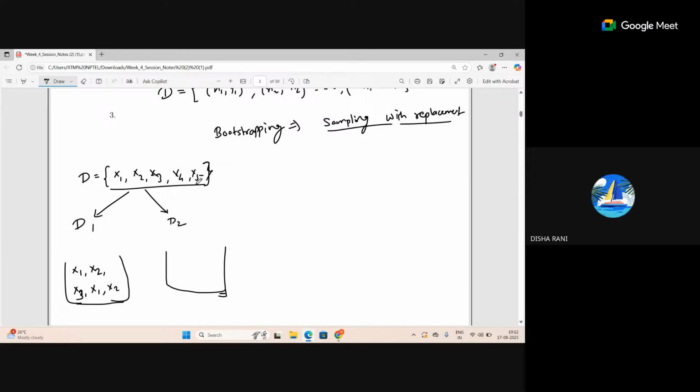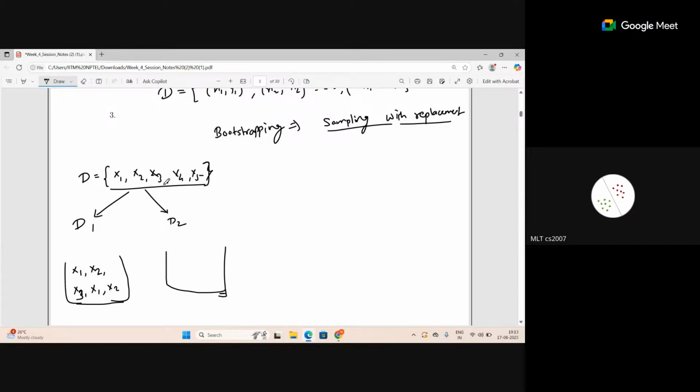Replacement means we are taking one point and we are keeping it back. So that means we are allowing that data point to appear again in your data set. Yes. So what you are doing here is you have these 5 data points.